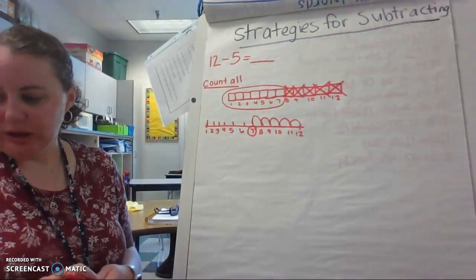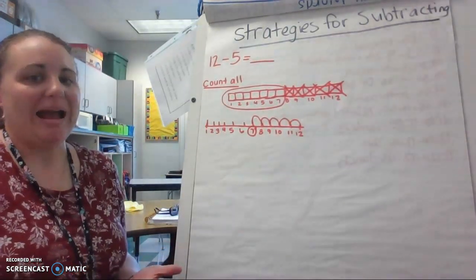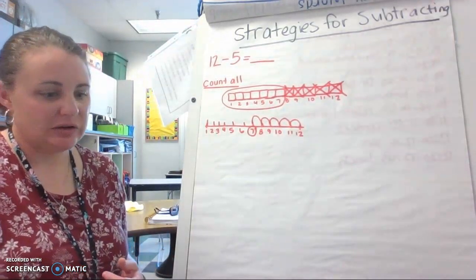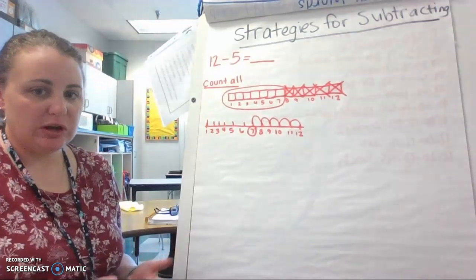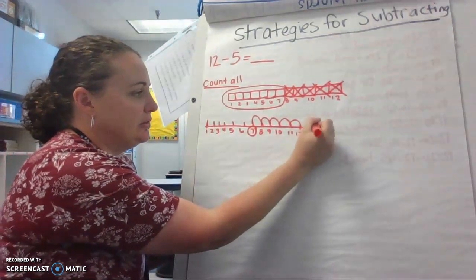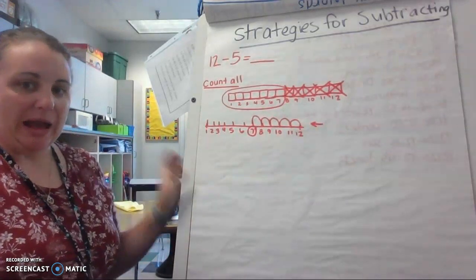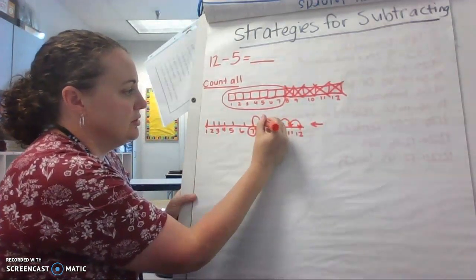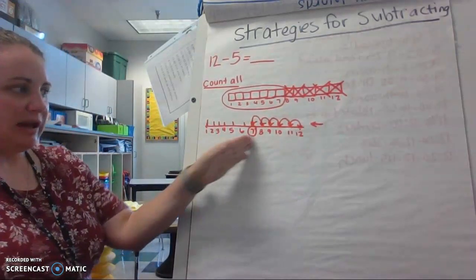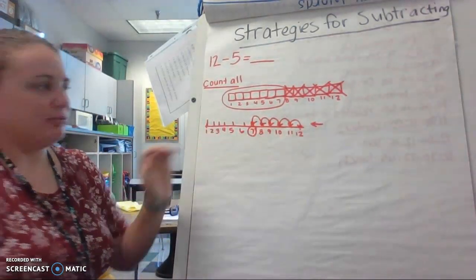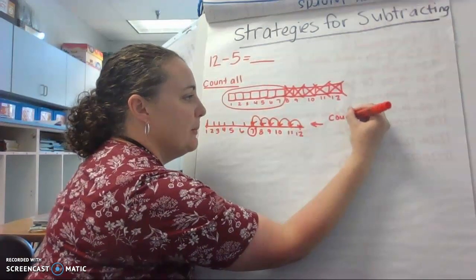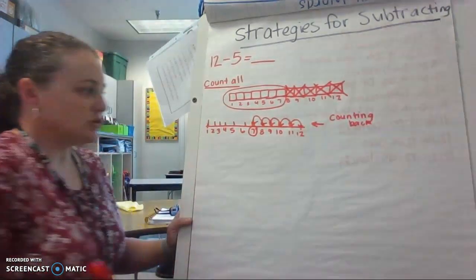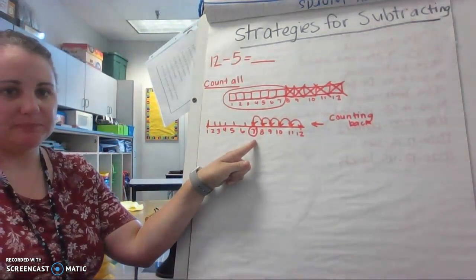So you can count all, you can count back. So you could start at 12 and count backwards 5. So we usually see this on a number line like this, counting back, starting at 12 and going backwards to 7. So this could be counting all because you are counting all to 12, but this could also be counting back. So you're starting at 12 and going backwards to 7.